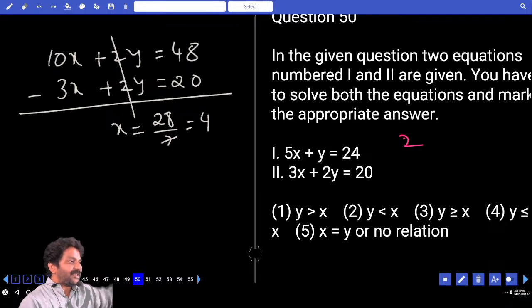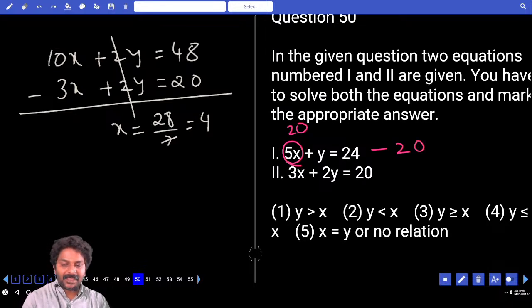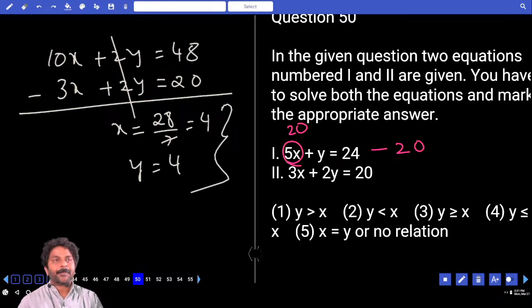Substitute 4 in either of these equations, no problem. 5x, 5 into 4, 20. 20 goes to the other side, minus 20. Then y is equal to 4. Both x and y are equal.